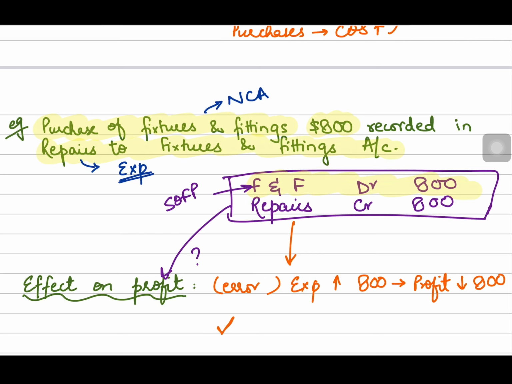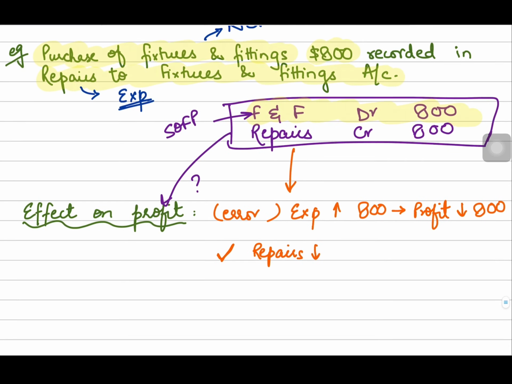But now, since I have corrected this error, I have reduced my repairs expense, right? So, that expense has been reduced, and because of that my profit will increase because I am crediting my repairs account. Whenever any expense account is credited, it is decreased, so that will increase your profit, right?